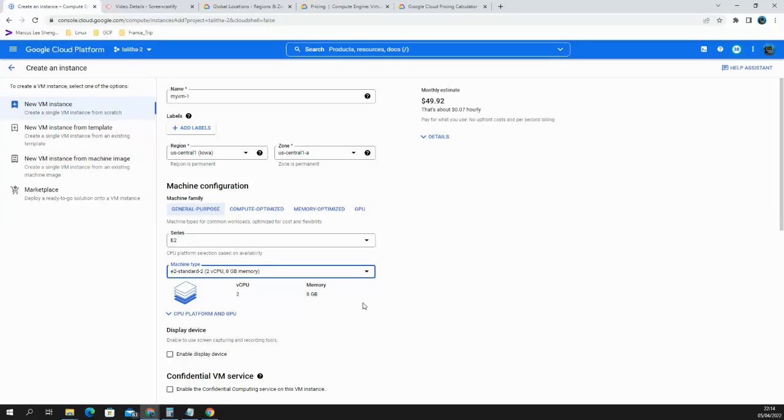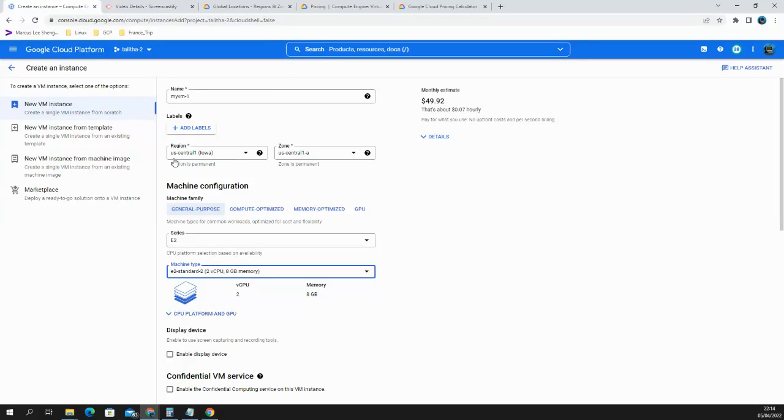So how do we know how much it costs? Well, the first thing we can see here is the price. Monthly estimate $49, just under $50 per month. That's if I leave it on every day, all month. Another way I can determine the price and work out the best region for it, which is the cheapest region, is going into the actual pricing of Google Cloud.